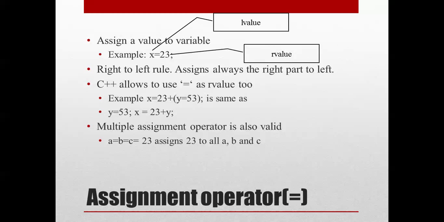And you can also put multiple equals, which is also valid. As I said earlier, it goes from right to left. So in that example, a equals b equals c equals 23 will assign 23 to c first and then assign whatever is in c to b and whatever is in b to a. So that means a, b and c are all going to have 23 in them.